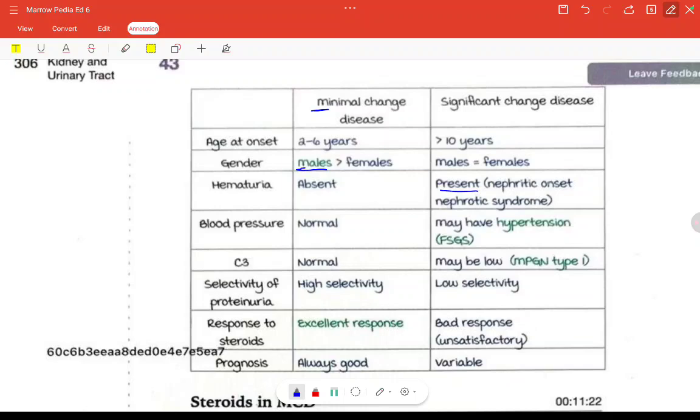Blood pressure will be normal in minimal change disease. May have hypertension in focal segmental glomerulosclerosis. C3 will be normal in minimal change disease, but may be low in the MPGN type 1.